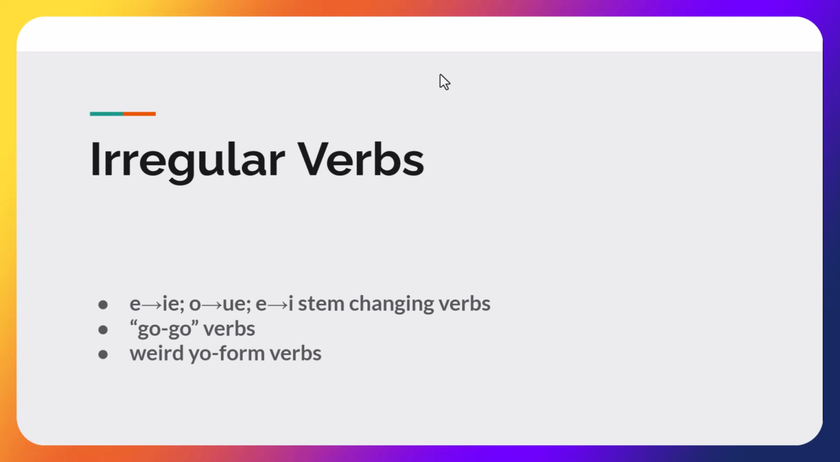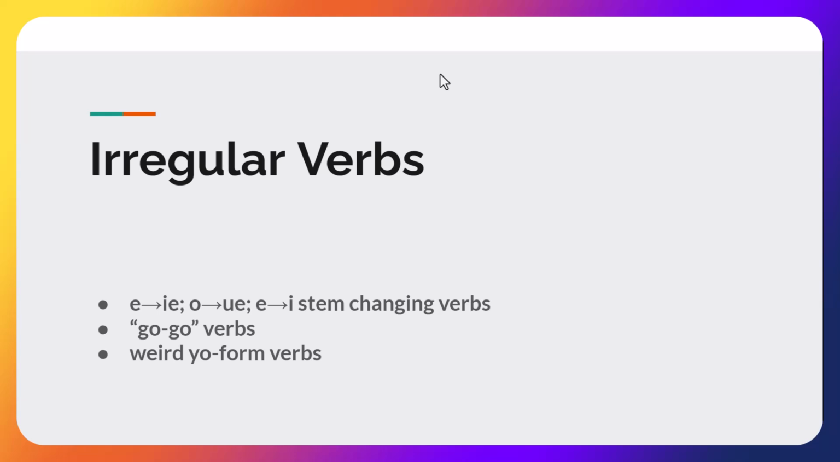But at any rate, we've learned that if I want to conjugate a regular verb, all I have to do is take the AR, the ER, or the IR off and apply a new set of endings. So we've been working with that. Well, now we're going to look at some irregular verbs where I have some more work to do. I have something else that I have to do in order to conjugate those verbs other than just change the endings. I've got three categories here. I've got stem-changing verbs, I've got go-go verbs, and I've got verbs that just have a weird yo form. So let's talk about that for just a minute.